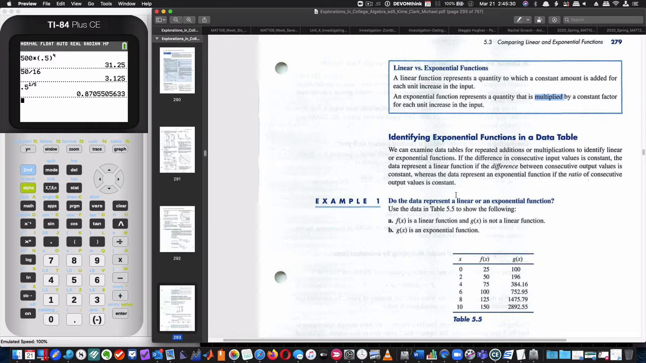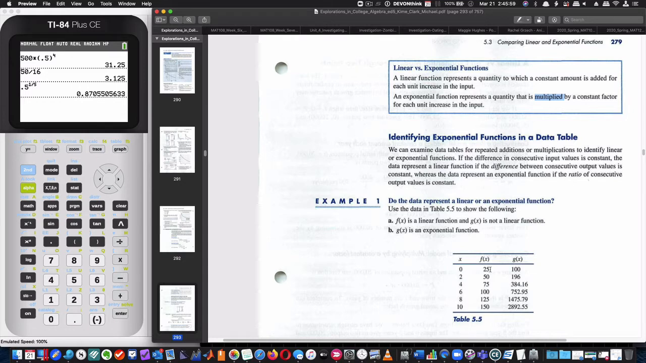But we have this table. X is 0, 2, 4, 6, 8, 10. And for the function f of x, at x equals 0, the function is equal to 25. At x equals 2, the function is equal to 50. At x equals 4, the function is equal to 75, and so on. Function g is 0, 100; 2, 196; 4, 384; 6, 752; and so on.